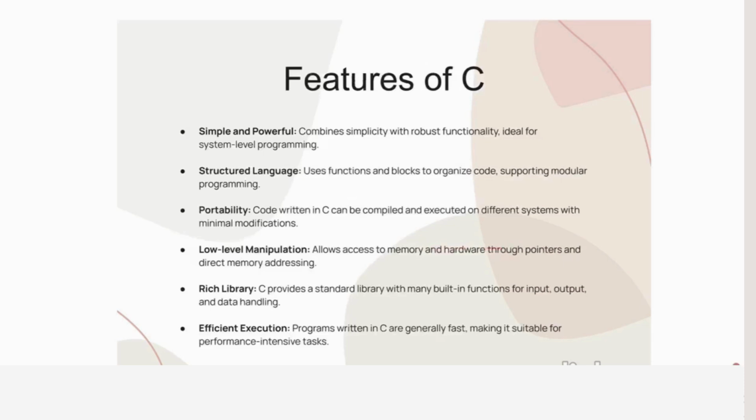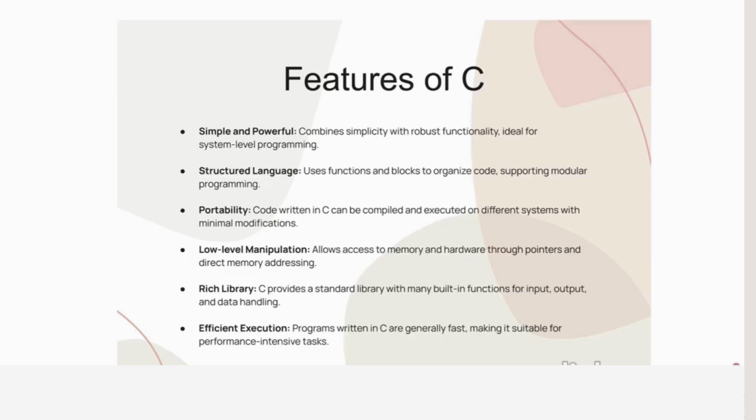Features of C. C is considered a simple yet powerful language, where the features of C are very simple for a programmer to understand and learn, and the user can create simple as well as complex programs. Structured language is provided in C because it supports all the important functions and blocks in an organized manner, and it also supports modular programming, where you can keep adding multiple modules to your existing program and expand the program's extensibility. The portability feature enables a C program to execute on different systems with minimal modifications.